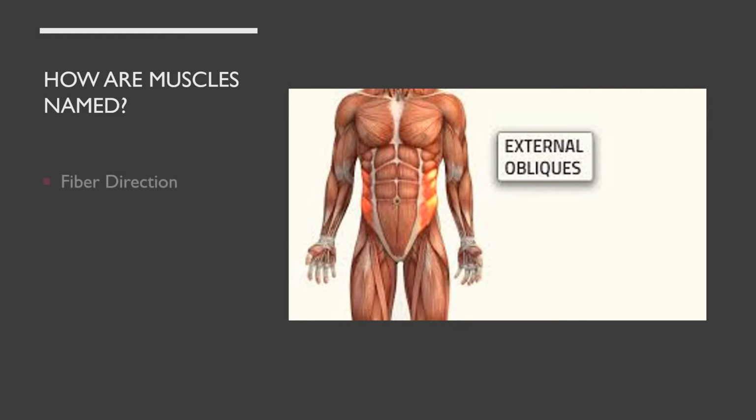Another way we name muscles is by the direction in which the fibers run. In this case, we're looking at the oblique muscles. If you look at this, the oblique muscles run at an angle here, and that is an oblique angle. And that's why we call them the obliques. They are external, the outside of the body, and they run at an oblique angle. So the full term is the external obliques.